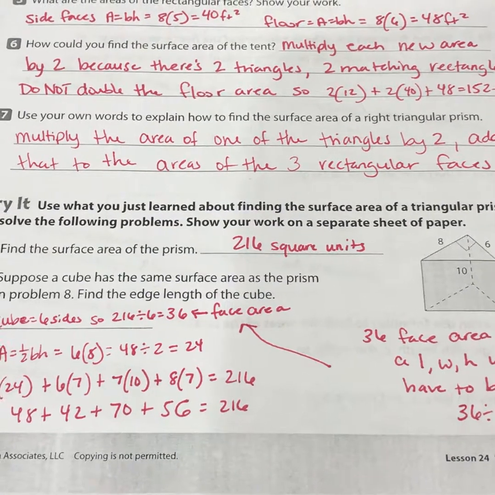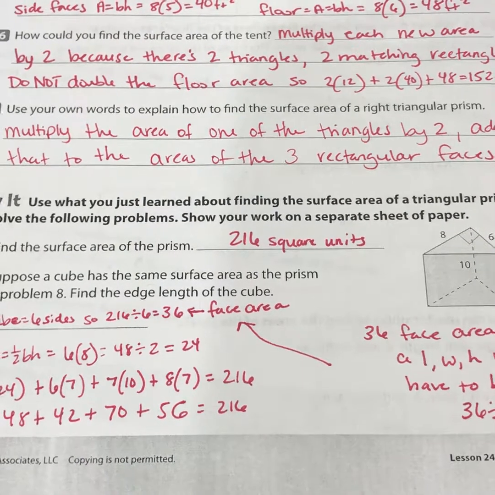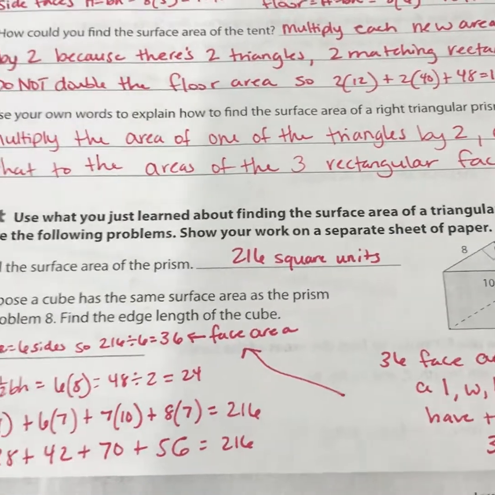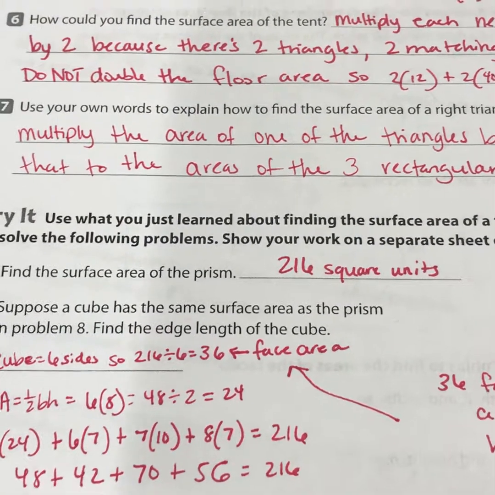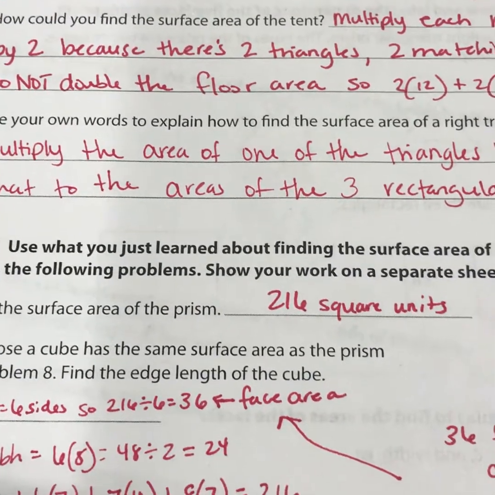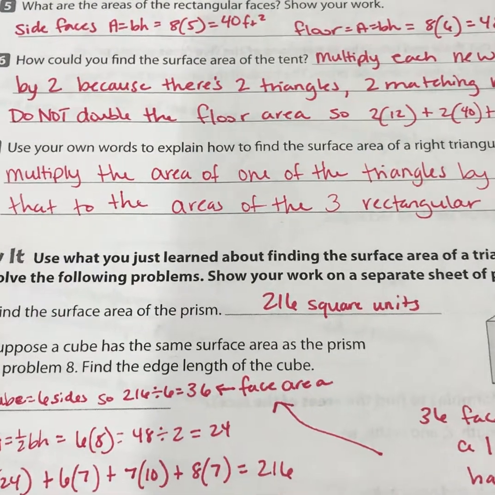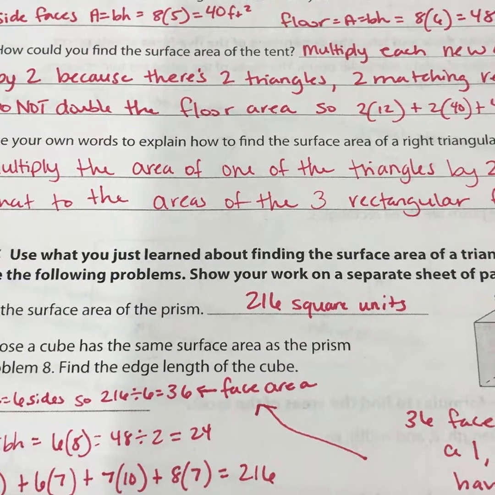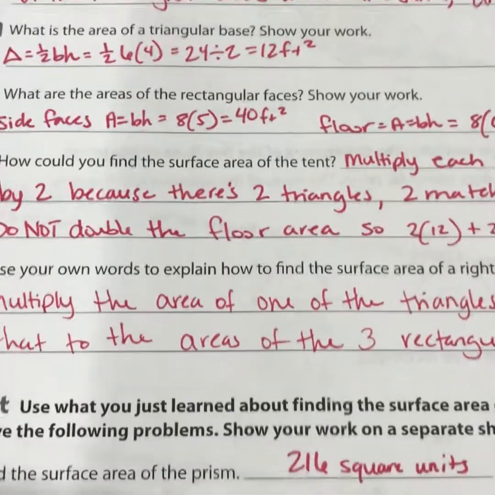Number 6 is asking us to go ahead and put it all together. What is the complete surface area of the tent? If you were to lay all the parts out flat and cover it with fabric, how much space would it take up? So we want to explain here what we're doing. We multiply each new area by 2, because there's 2 triangles, 2 matching rectangles, but do not double the floor area. Let's look back at our visual and talk about that.